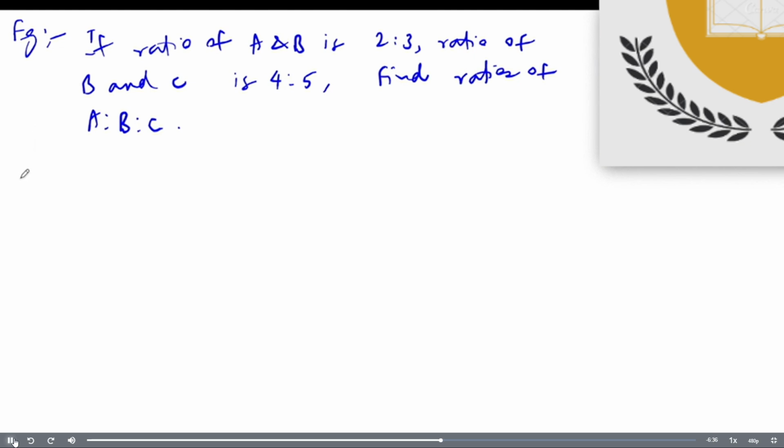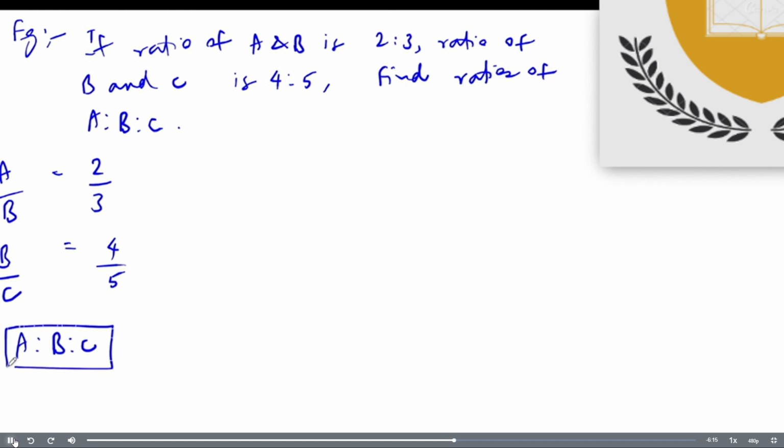Don't miss anything here. Now you know that the ratio of A and B, which is A by B, is equal to 2 by 3, and the ratio of B by C is equal to 4 by 5. Now you need to find out the ratio of A is to B is to C. How do you find out this ratio? Between A and B and B and C, the common point here is B. So we have B in both the ratios. But in the first ratio, B's value is 3 and in the second ratio, B's value is 4. First, we need to bring this to a common value.